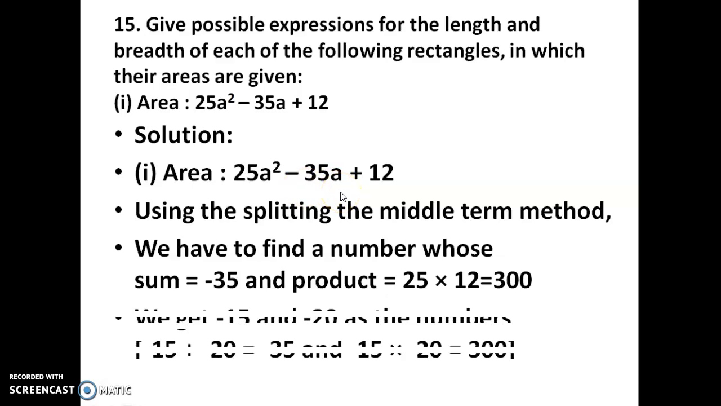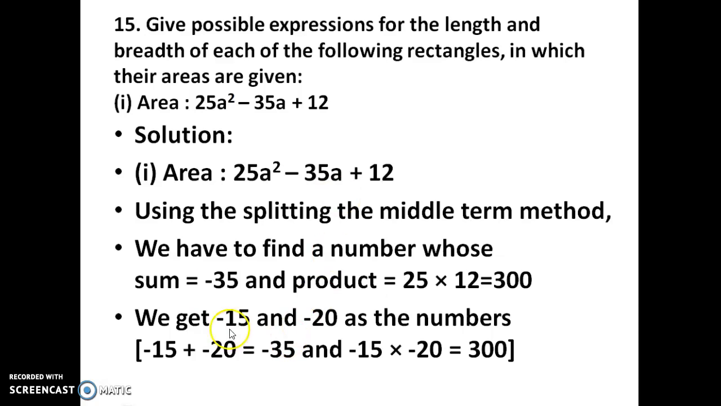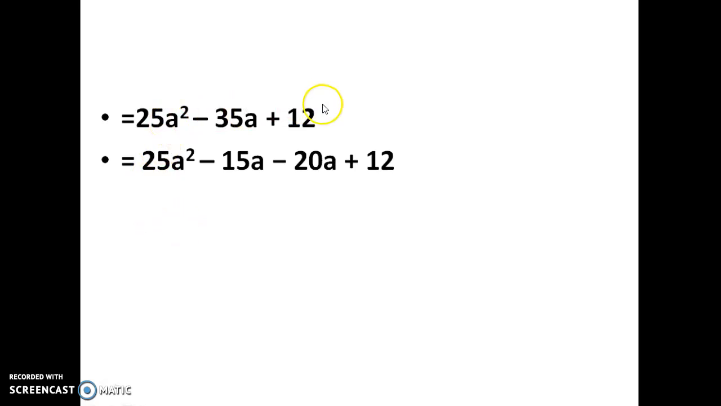So what numbers will give that? We get minus 15 and minus 20 as the numbers. When these two are multiplied, we get 300. Minus 15 into minus 20 is 300, and minus 15 plus minus 20 equals minus 35. So these numbers satisfy both the conditions. So we can proceed and write it like this. This is the given expression. We can split the middle term like this, minus 15a minus 20a.